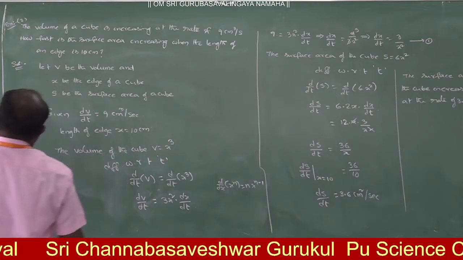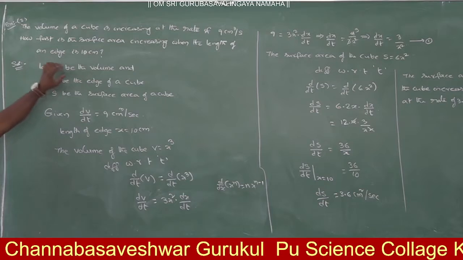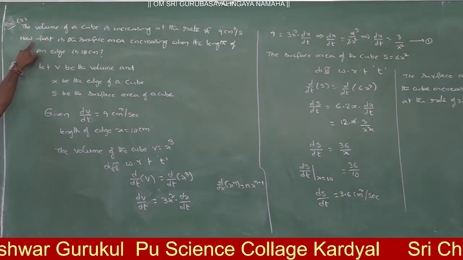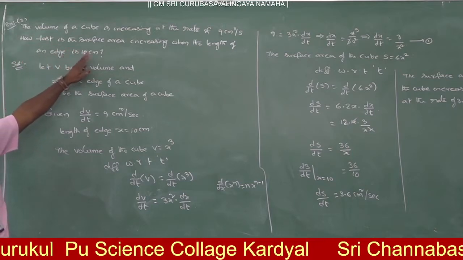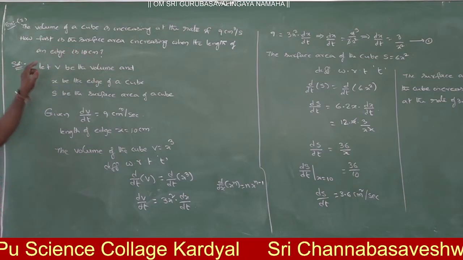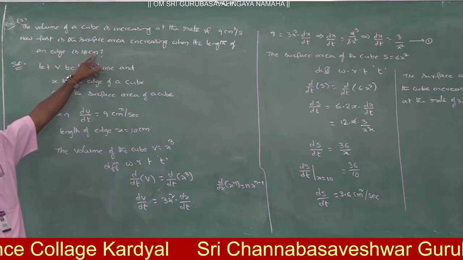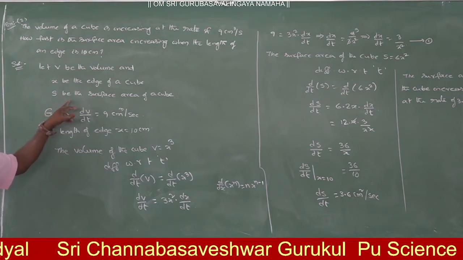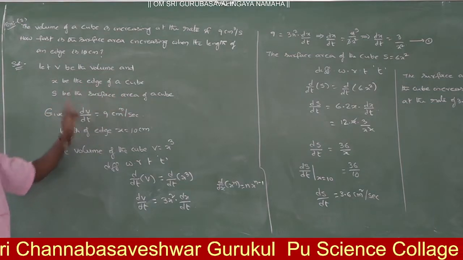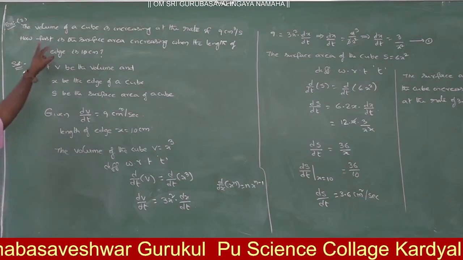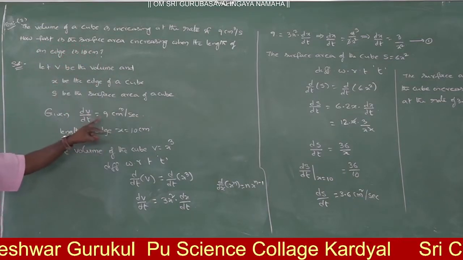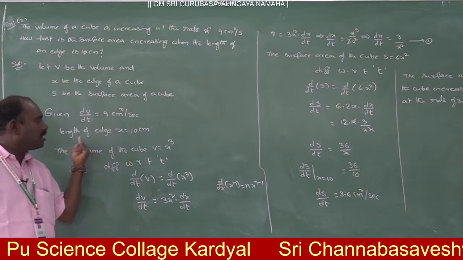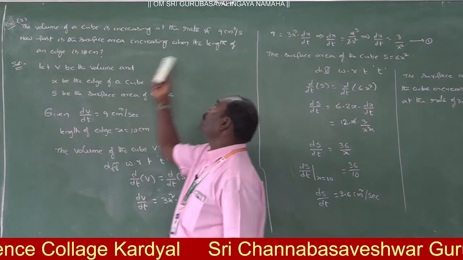Same process, ma'am. The volume of the cube is increasing at the rate of 9 centimeter cube per second. How fast is the surface area increasing when the length of an edge is 10 centimeters? V be the volume, x be the edge and S be the surface area of a cube. Here what is the given condition? Volume changes: dV by dt equals 9 centimeter cube per second. Also given length of an edge equals 10.